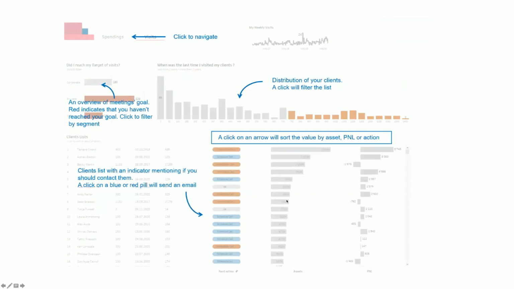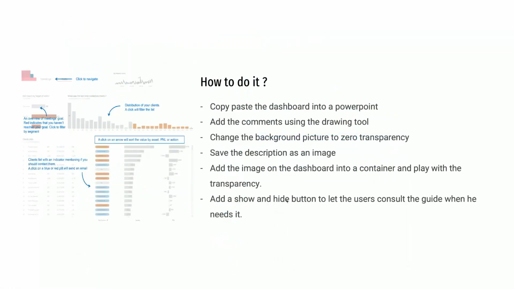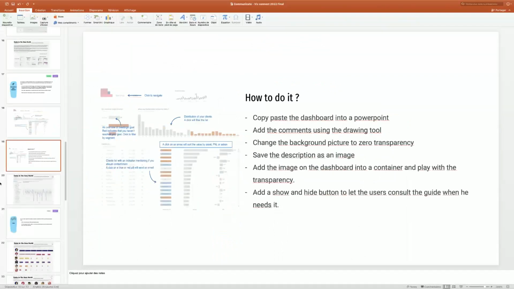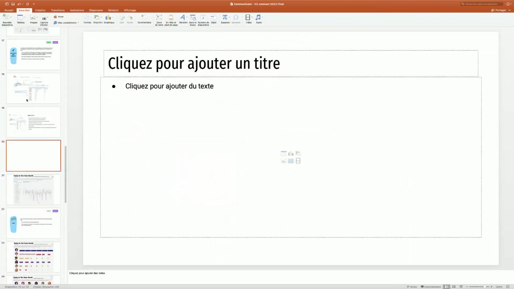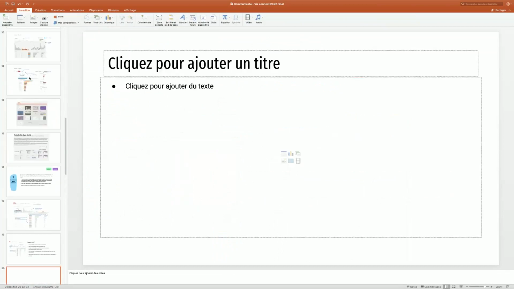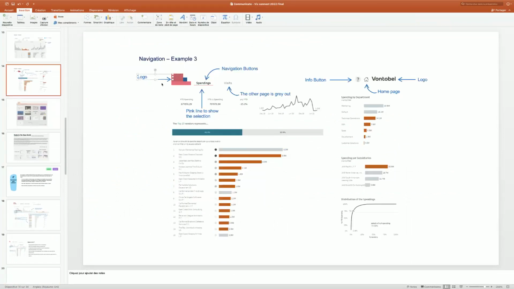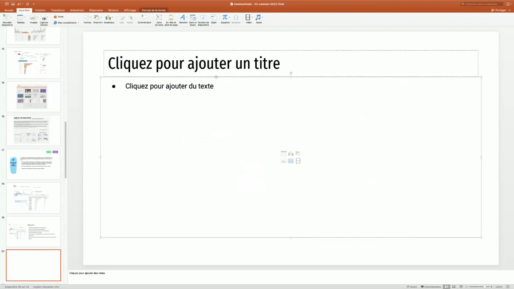So here, for instance, that's an example of a user guide. Very easy. You have a screenshot of your dashboard. You have a small text box in it to explain how to do that and what happens. So here you have how to do that, but I can explain it to you. So let's just escape. We will create a new slide. So the idea will be just to take, for instance, this one. I put it on my PowerPoint.